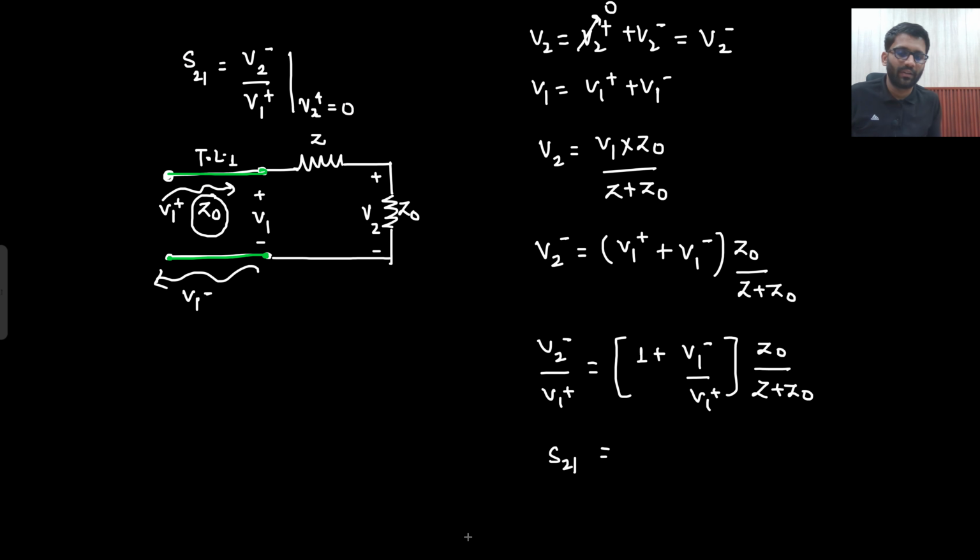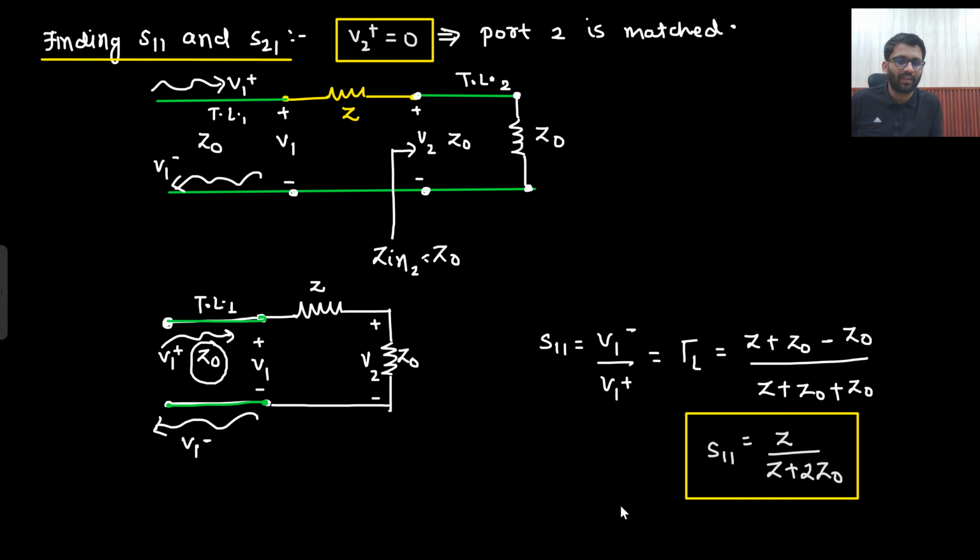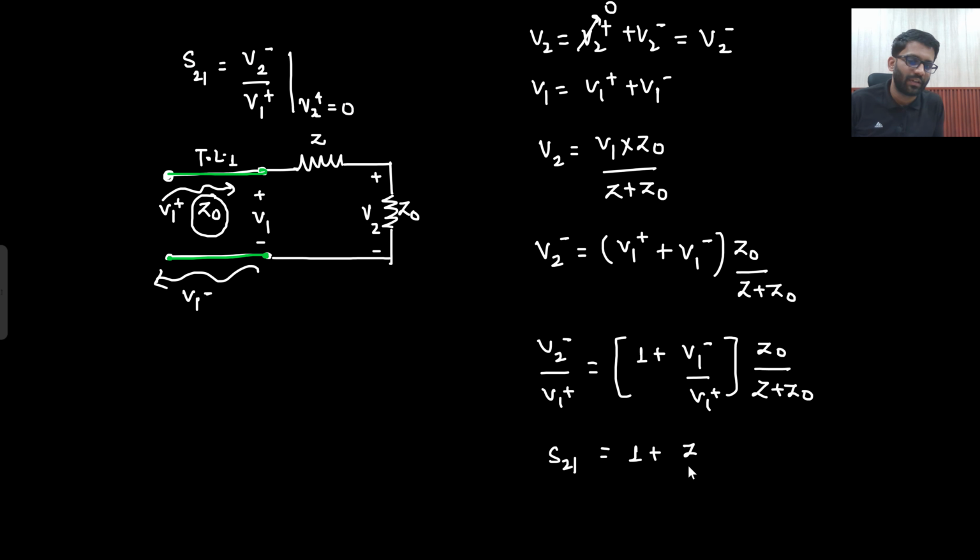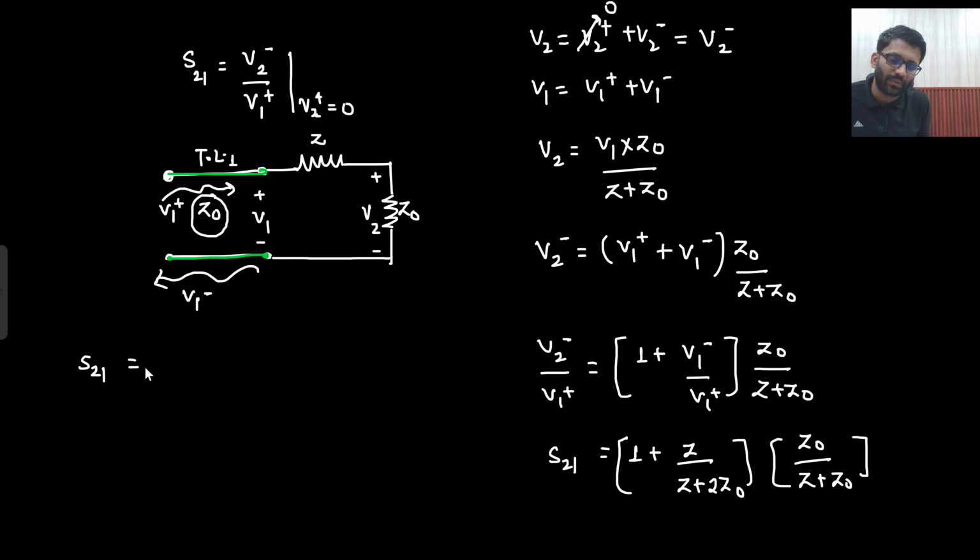Now we just need to solve it. Do I know the value of V1 minus divided by V1 plus? Yes, certainly I know. This is Z upon Z plus 2Z naught, so we are getting Z naught upon Z plus Z naught. So if we solve it from here, we can solve S21. What are we getting? 2Z plus 2Z naught.